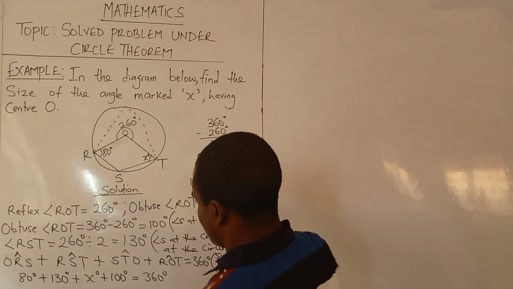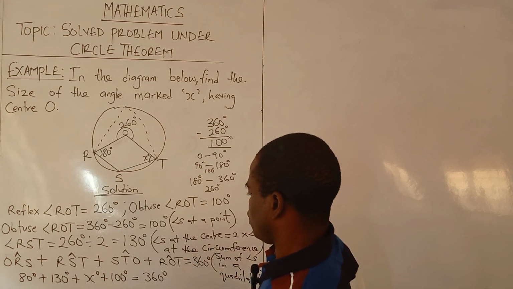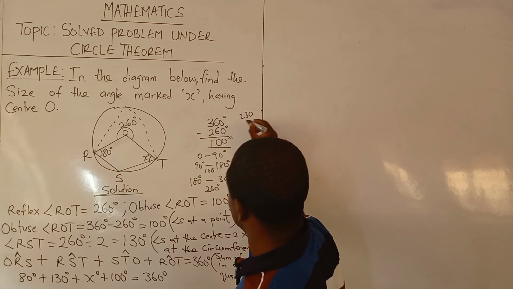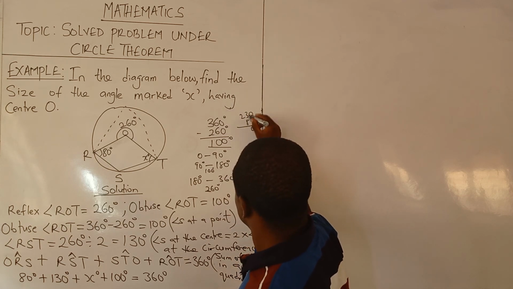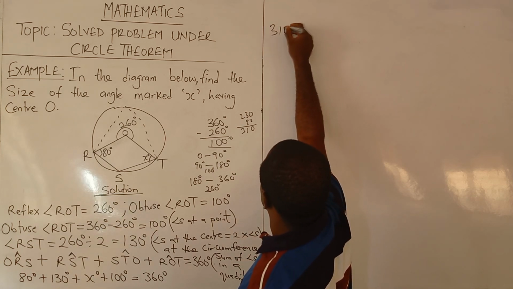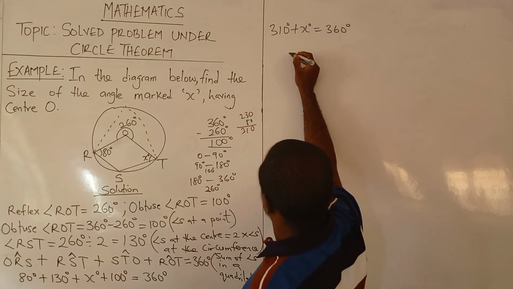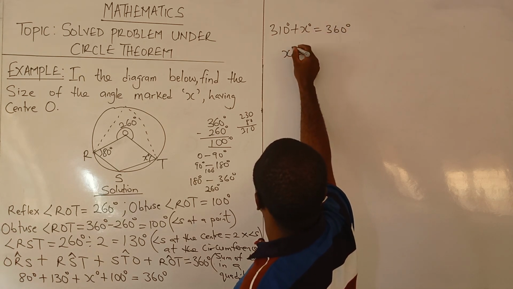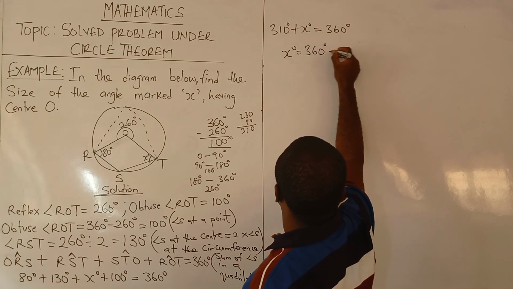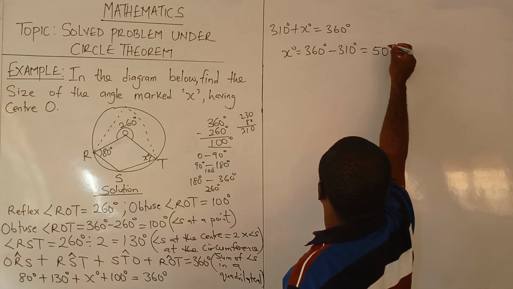Let's add them together. We have 100 plus 130, that's 230. 230 degrees plus 80 degrees, that's 310 degrees. That's 310 degrees plus x degrees equals 360 degrees. Now x degrees equals, collect the like terms, 360 degrees minus 310 degrees, which is 50 degrees.